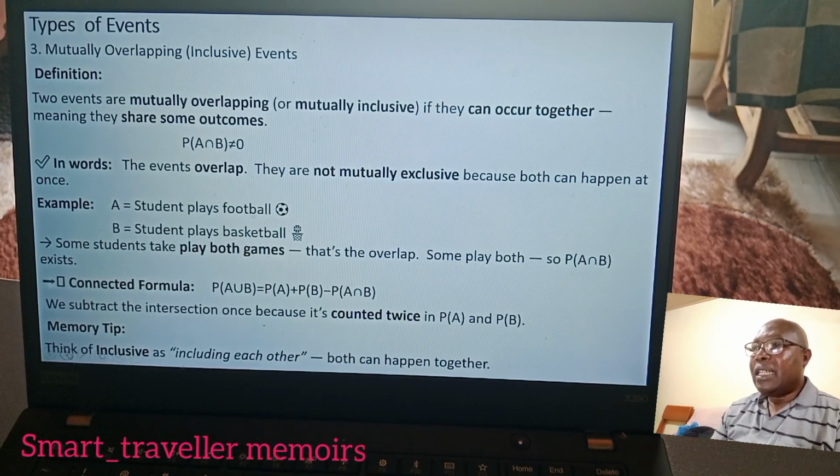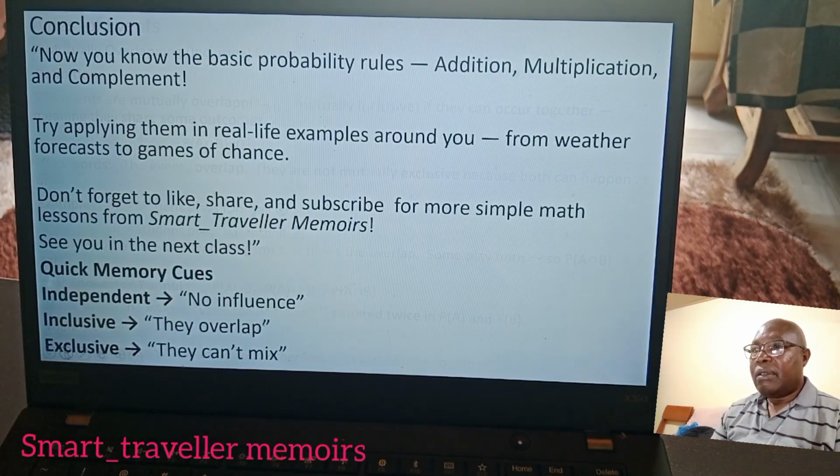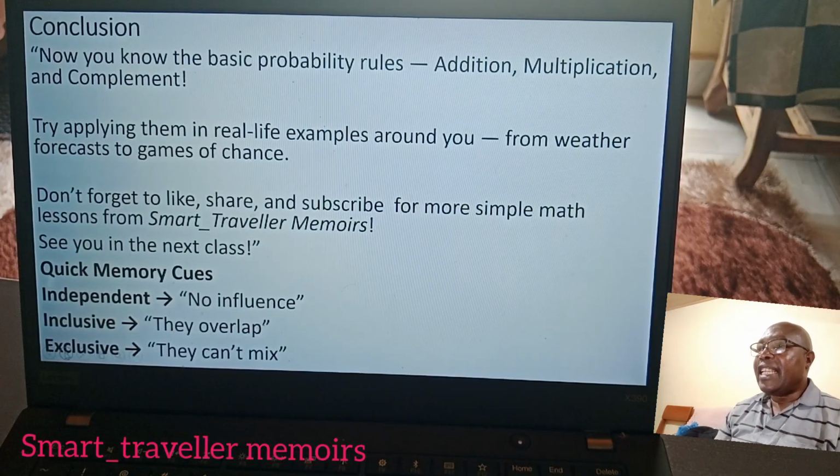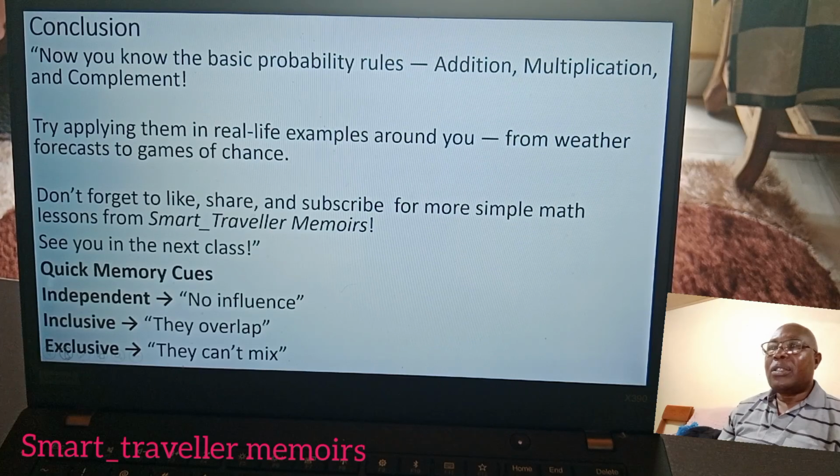The formula: P(A union B) is equal to P(A) plus P(B) minus P(A intersection B). We subtract the intersection once because it's counted twice in P(A) and P(B). Memory tip: think of inclusive as including each other. Both can happen together.